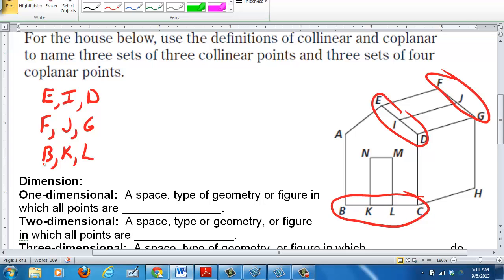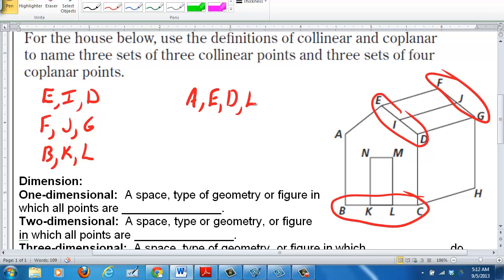Now if we talk about coplanar points, we're talking about points that are on the same plane. So I'm going to start with this front plane, and any one of these letters, A, E, I, D, C, L, K, B, M, and N, all of those are on that same front face of the house. So any 4 of those combined would meet one of our sets. So let's just say A, E, D, and let's pick one on the bottom. Let's pick L. Okay, that would be a set of 4 coplanar points.